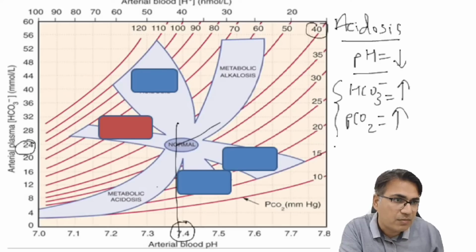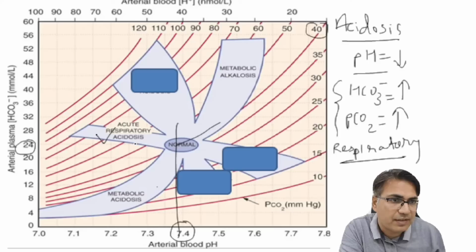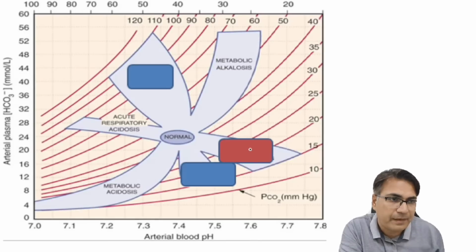So the cause must be respiratory. Cause is respiratory. So this box represents respiratory acidosis. So respiratory acidosis, right? Okay, now try to figure out this red box.